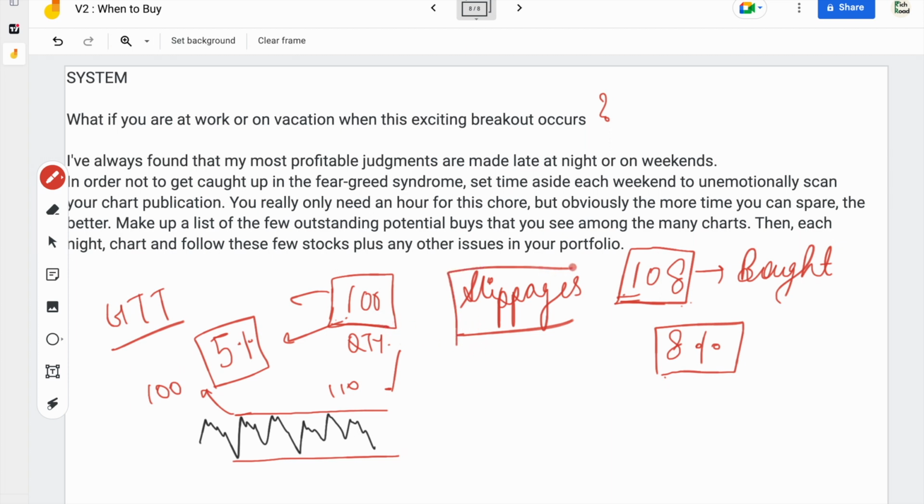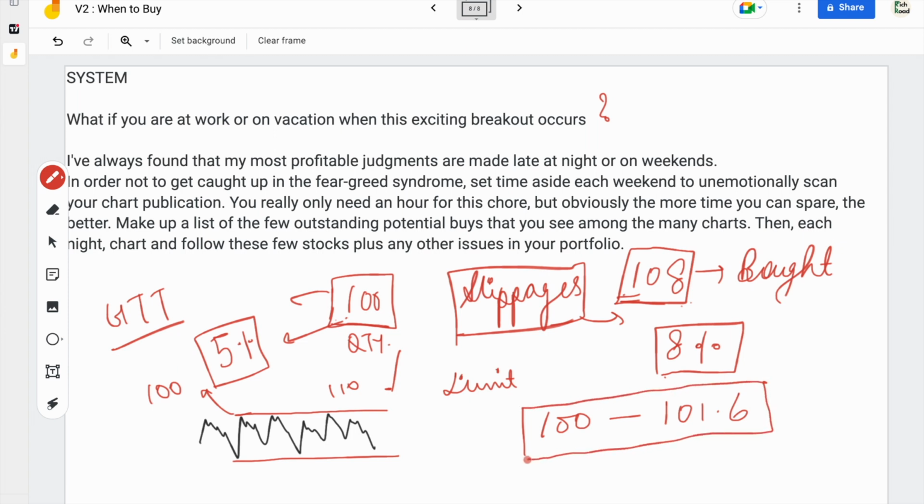Then again, for this also he gives a solution. Let's say you see that, okay, the stock is breaking out, but the slippages can come. What you can do is, you can set a limit that triggers my order at 100 rupees, and the maximum price I am ready to pay for the stock to buy is, let's say, 101.6. If I get a price between this while my order is at the exchange, then only it will buy. If let's say the order is available at 102, you will not get the entry in the stock.